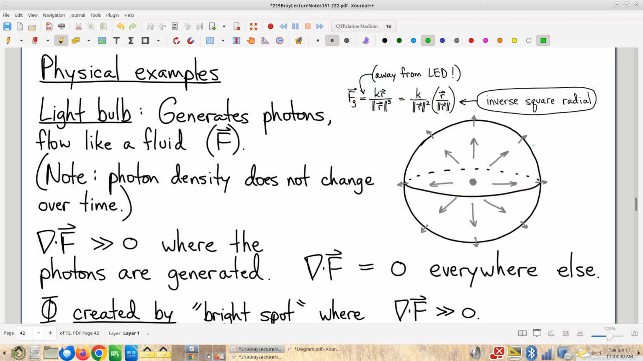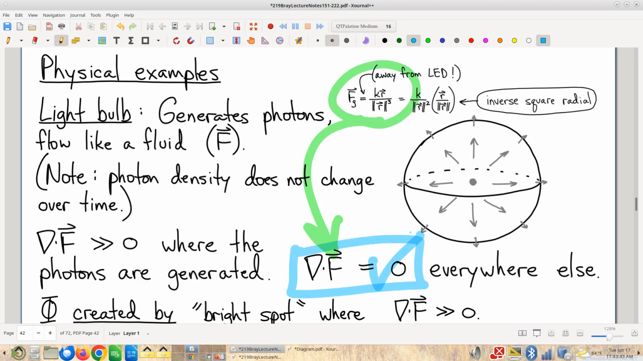Okay. Let's think about what the divergence is. And what should the divergence be? What would kind of make sense? Well, you can take this formula and you can straight up compute the divergence, and what you're going to find is that the divergence is 0.